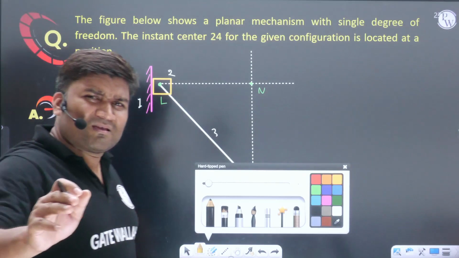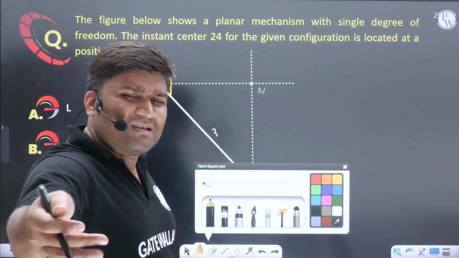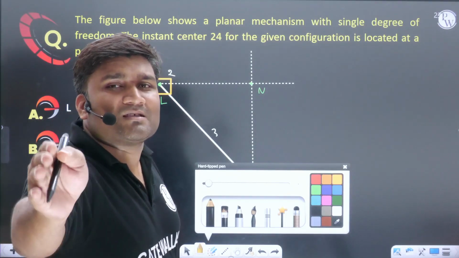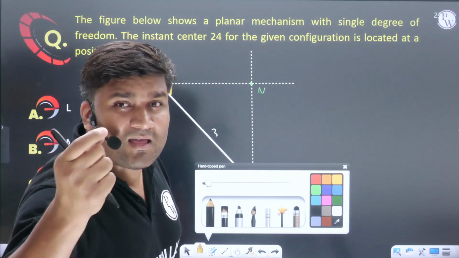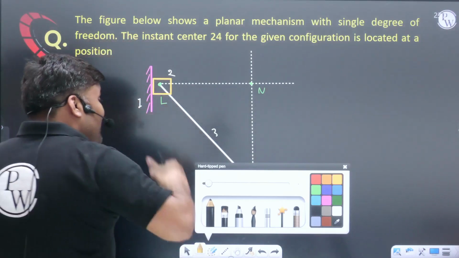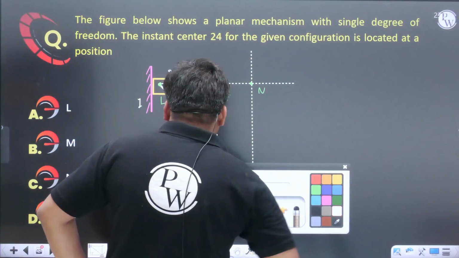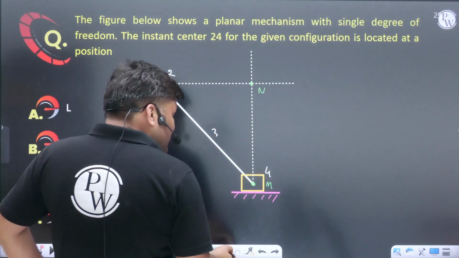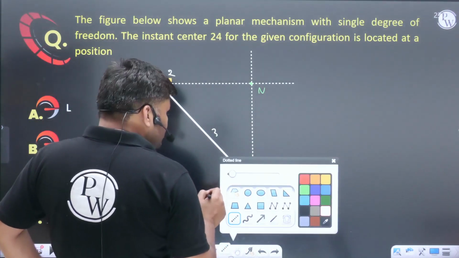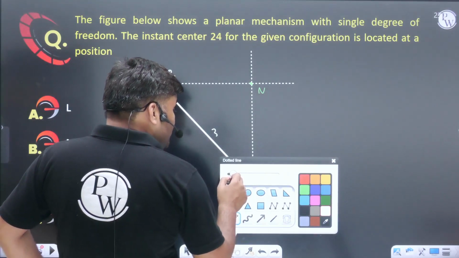They are not asking about velocity analysis. They are simply asking, bhai, just tell me where is the I center? I center kahan hai? How do we write that? Sir, few basic I centers we already know. Let me mark those basic I centers, beta.